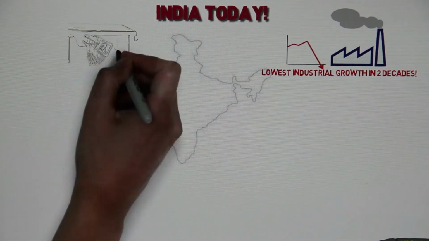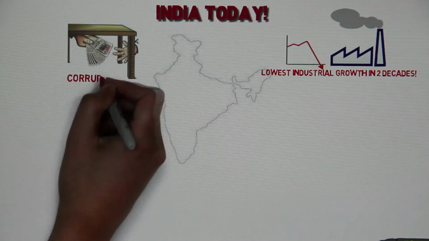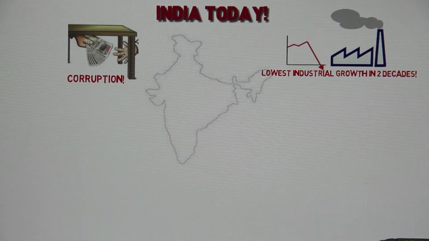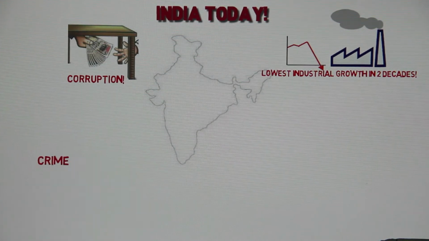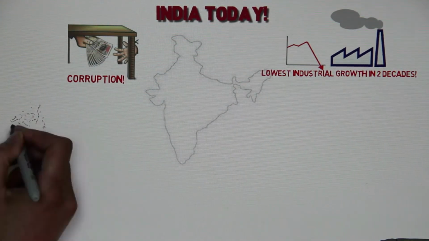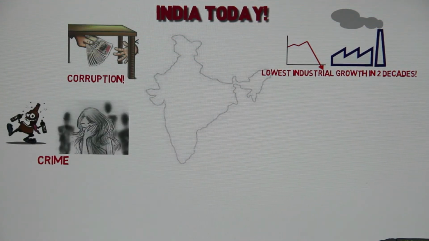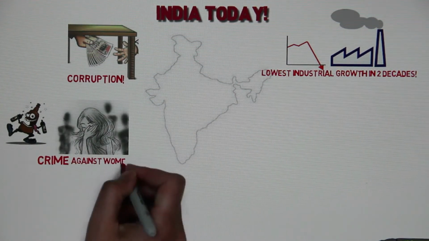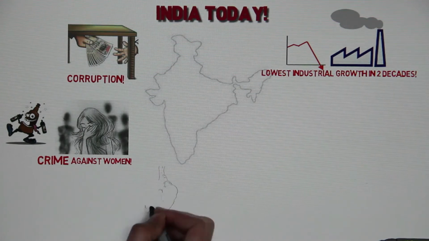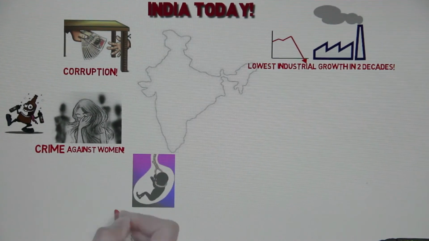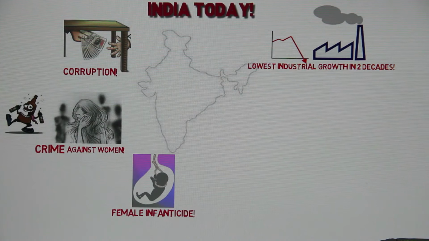And then there is, wait for it, corruption. And you know what? Most of the crimes committed in the country happen under the influence of alcohol. Also, crime against women is increasing in the form of molestation, domestic violence, dowry, and of course, female infanticide. Millions of infant girls are being killed every year.